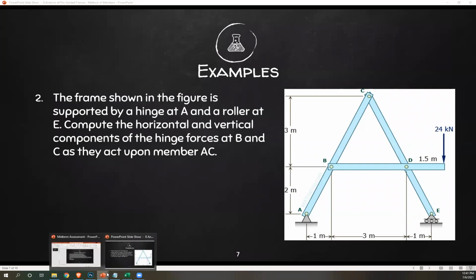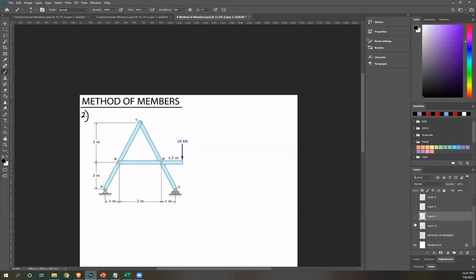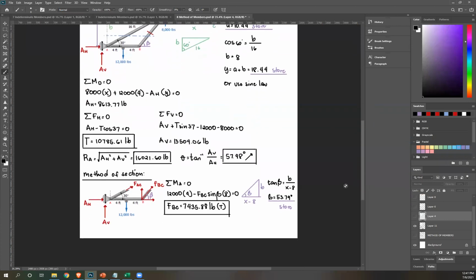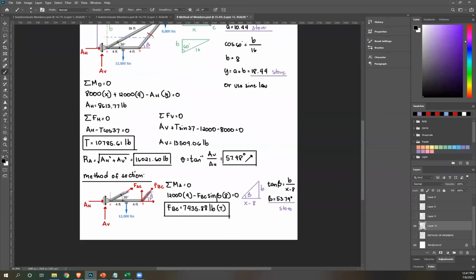Okay, paano nalaman na tension? Going back. We know it's tension because we assumed our force FBC is tension. Remember, whenever your force is away from the joint or away from the section, that's tension. Towards the joint, towards the member or section, that's compression. You're going to assume those two things. For method of sections, I always like to assume tension. Again, that's just me. You can assume compression always, up to you.